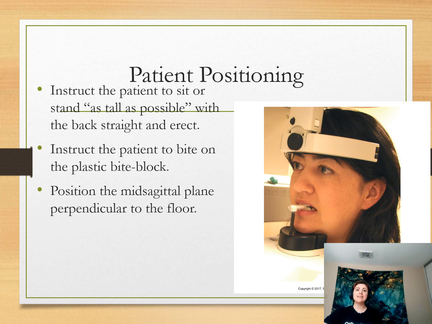You position the mid-sagittal plane perpendicular to the floor. Where is the mid-sagittal plane? It's this plane right here, right in the center. If we were to break our patient right in half, this half and this half, okay? We want that to be perpendicular to the floor, right? So it's got to be at a 90-degree angle, like this is the floor, this is my mid-sagittal plane, right? Anyway, so we want that to be perpendicular to the floor, and we make sure that their anterior teeth are falling into the grooves of that bite block.